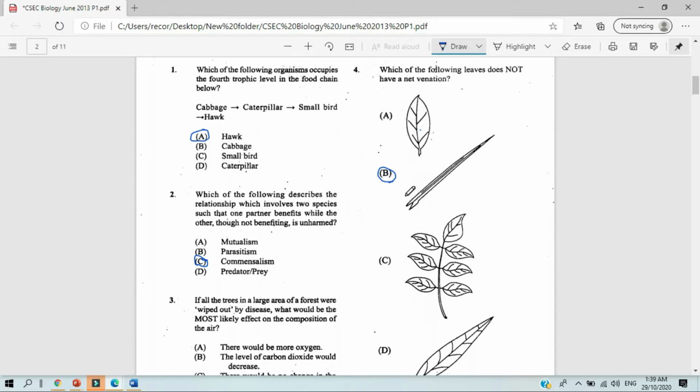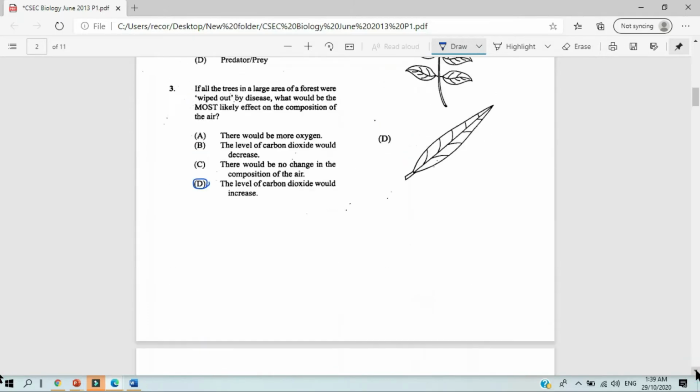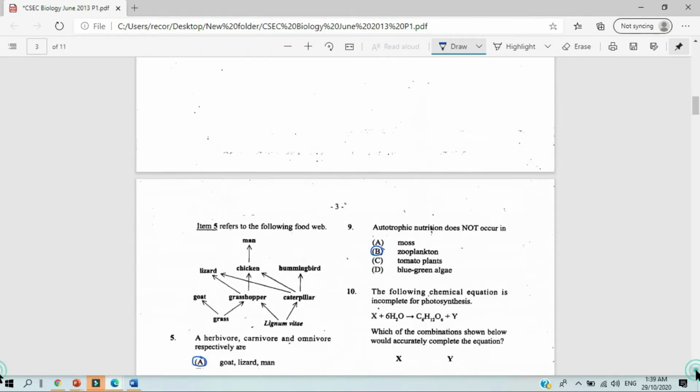Now here we have B with parallel venation. The veins are running beside each other. So your answer here is going to be B, as the question says, not, right? Does not have net venation. So that's a monocot leaf, like a cane, a grass, bamboo, that type of thing. So your answer is going to be B. B is the one there that does not have net venation. All right, move on down to question number 5.